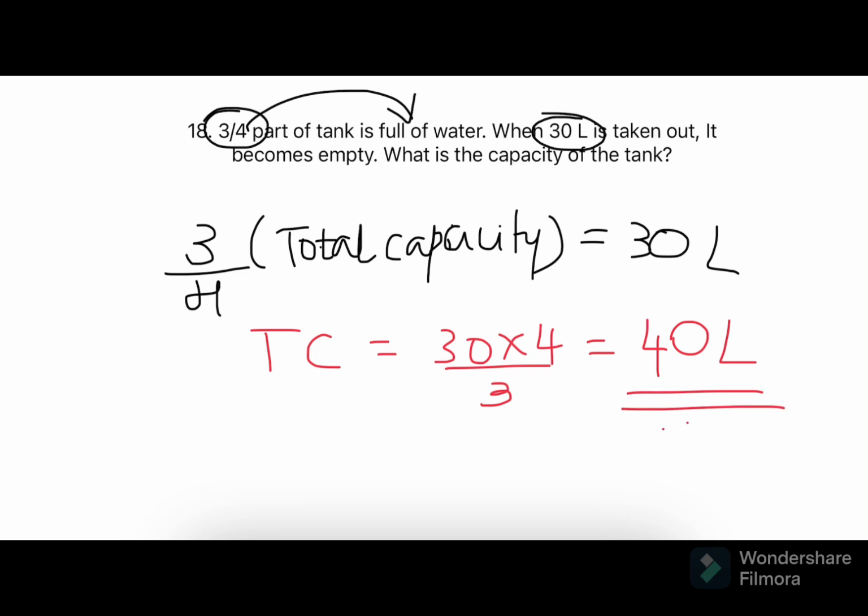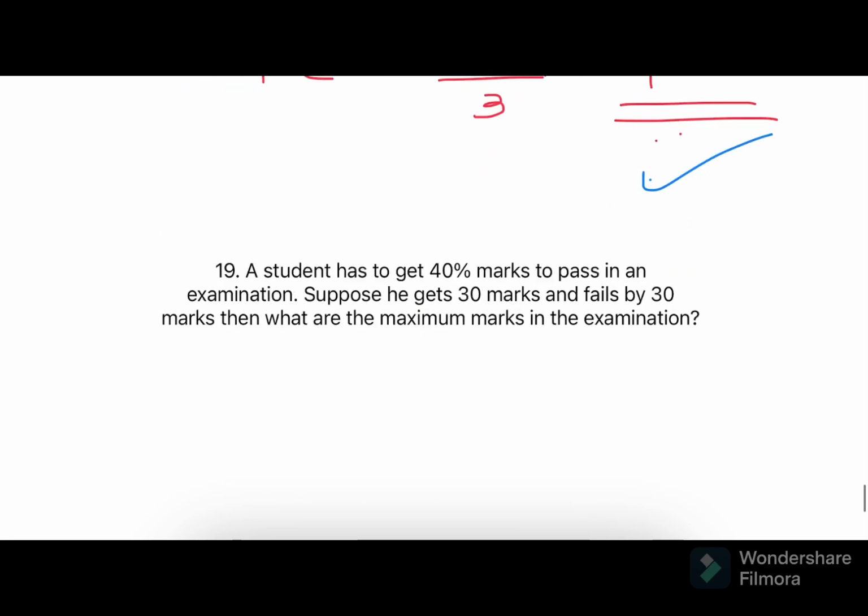We don't even have to solve so much. It is a very simple question. So for the total capacity, I have done the cross multiplication. This is written on the LHS, and what I am doing here is 4 is taken to the RHS, and 3 comes to the denominator in the RHS, right? Therefore the answer is 40 liters.